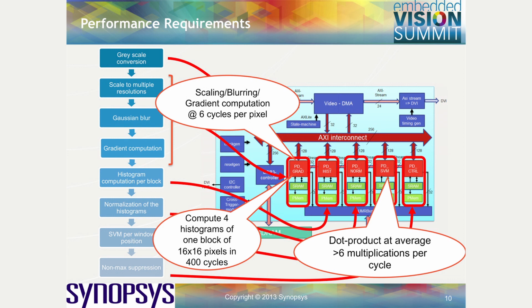In the histogram computation, 4 histograms need to be computed, since we're running at 400 megahertz, in 400 cycles. And if you look at the dot multiplication, the classifier needs to do more than 6 multiplications per cycle in order to come to this performance goal for real time.